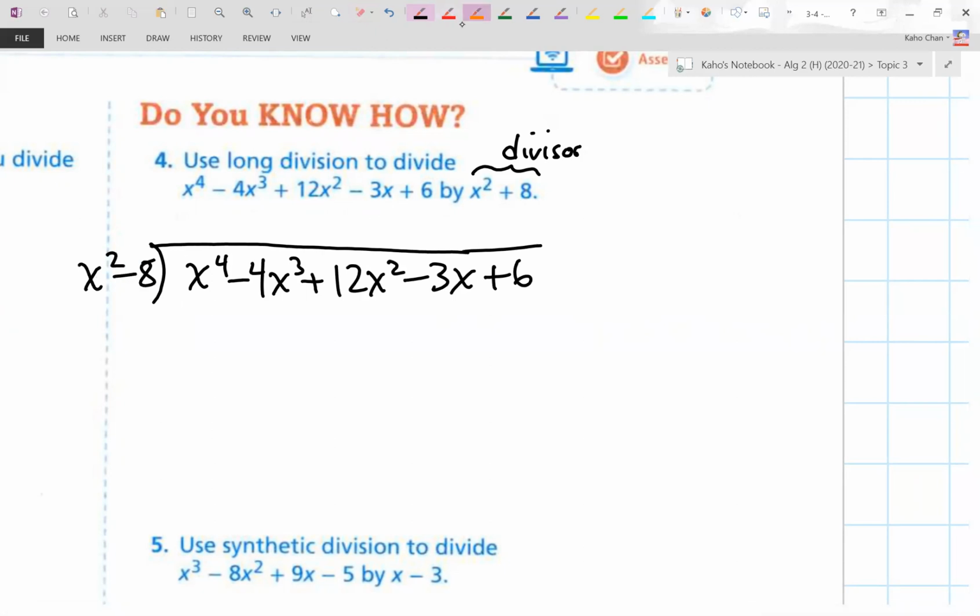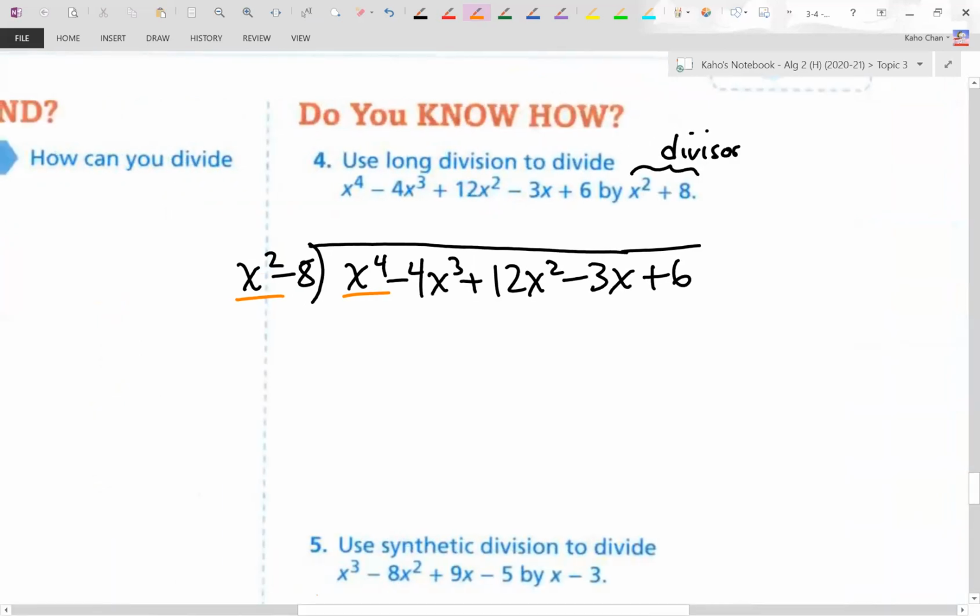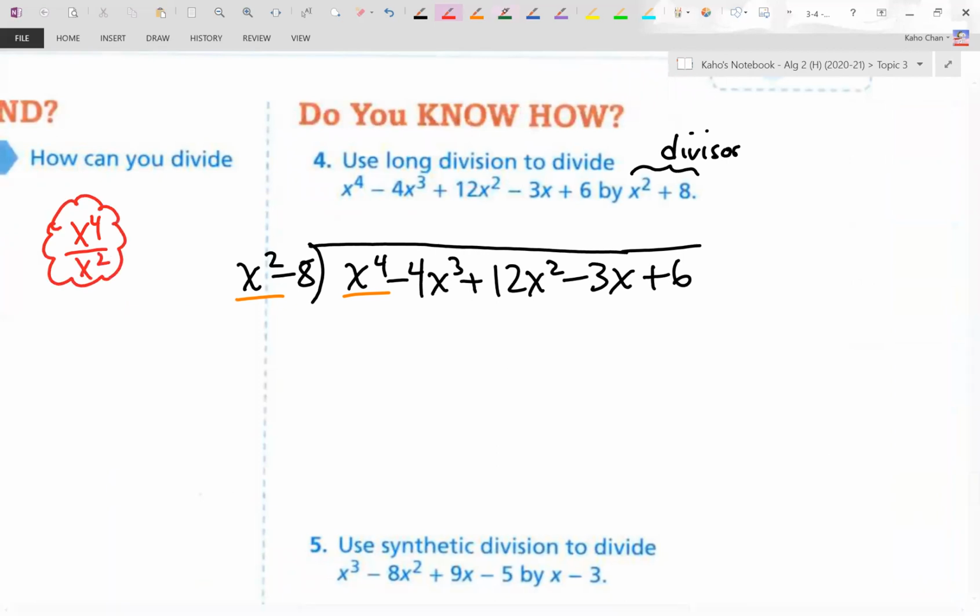All right, here we go. So look at the first terms of each polynomial and ask yourself, hey, what times x squared will give me x to the fourth? Or simply in your mind, think of, hey, what's x to the fourth divided by x squared. In this case, we'll get x squared. Yeah? Boom. And I'll put that x squared right here.